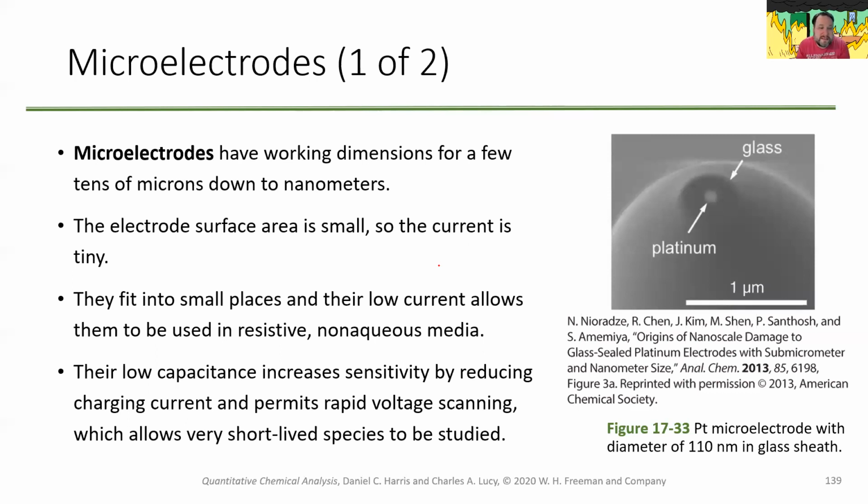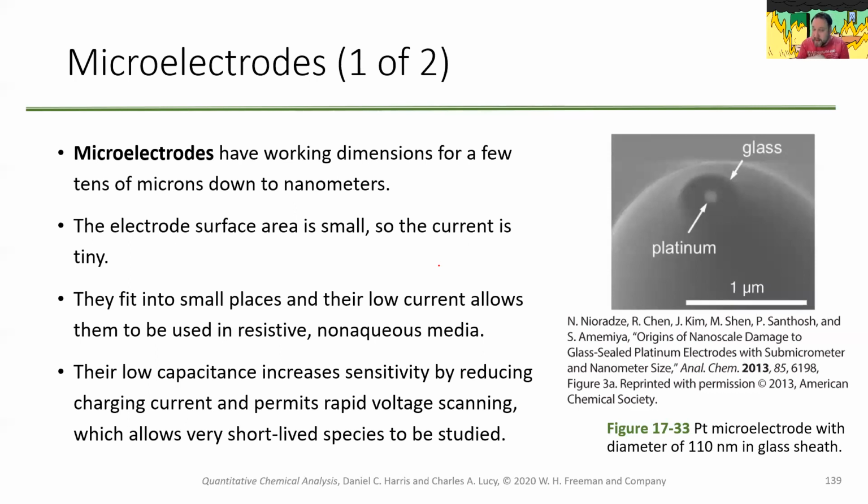So you can use them in resistive media or in non-aqueous media. So you can kind of turn that into an advantage in some ways. You're also going to have a very low capacitance. We didn't talk too much about capacitance, but it's reducing the charging current and it lets you scan that voltage really quickly.